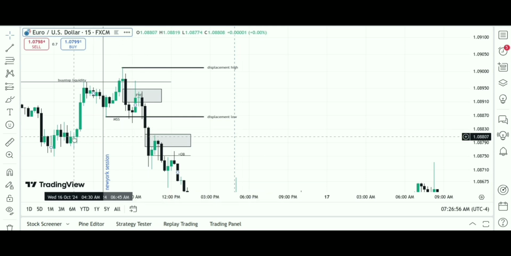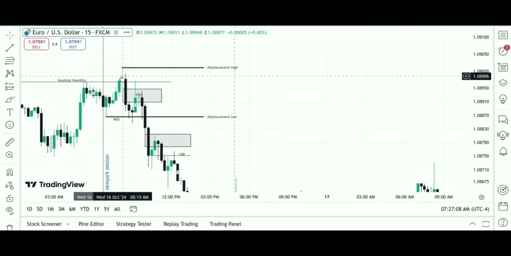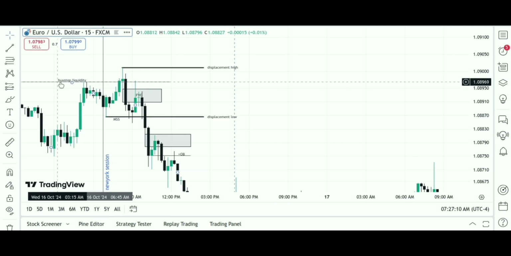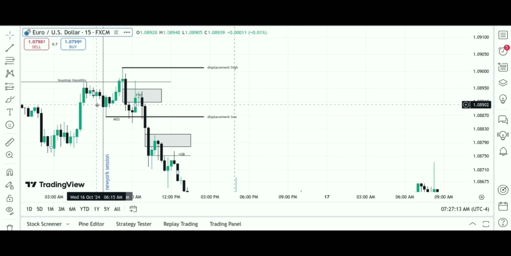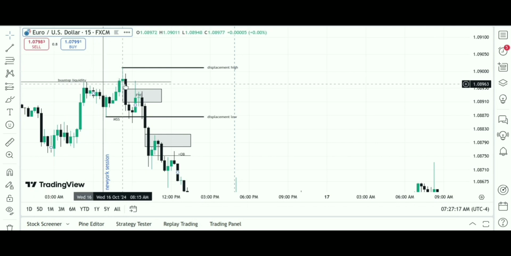This is a very, very good example for you guys to understand what I'm trying to teach you. Obviously, you can see the market making higher highs, taking buy stops, liquidity. And here, this is actually a buy stop liquidity. As soon as the market sweeps into this buy stop liquidity, we are expecting a displacement. This is the institutional reference point I'm talking about. So now we are expecting a displacement to the downside, which actually happens here.